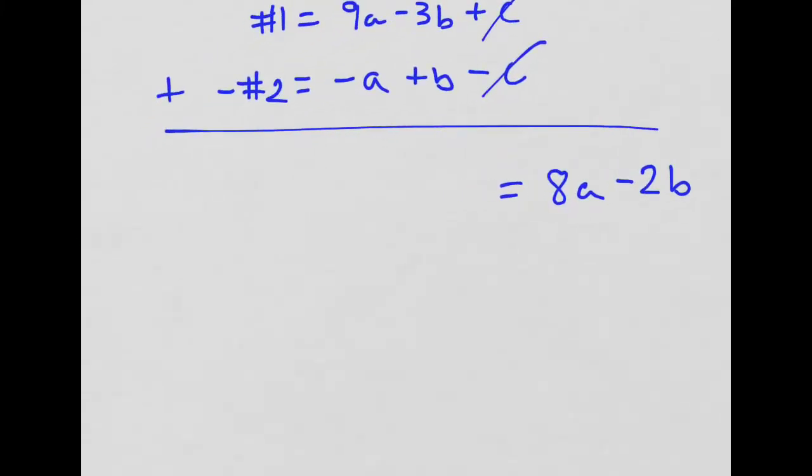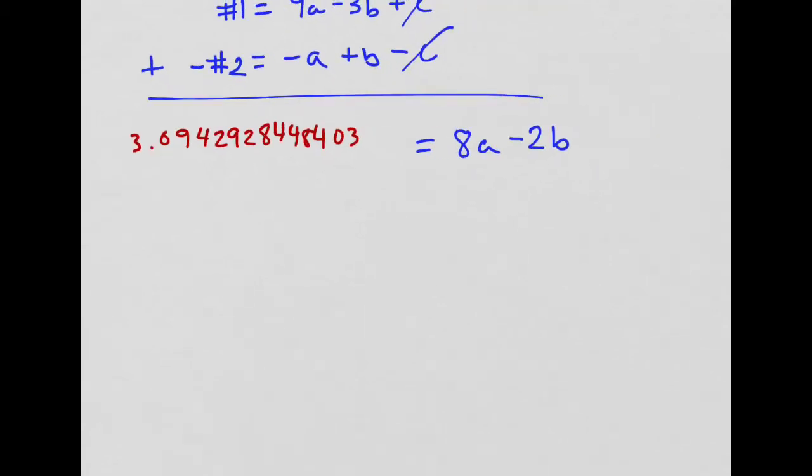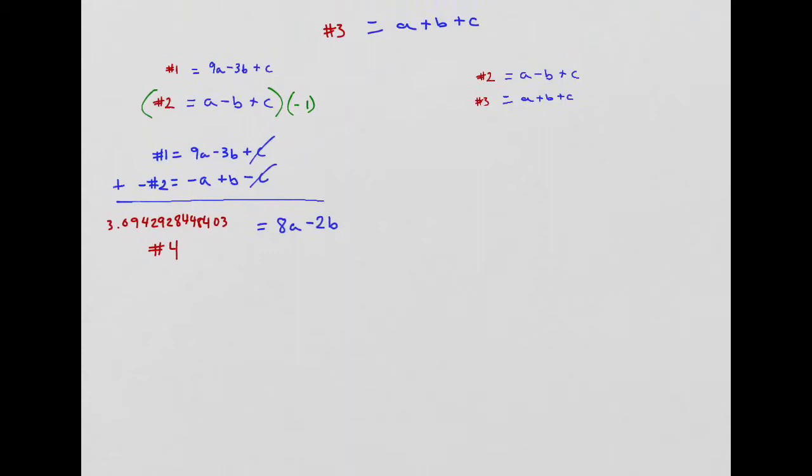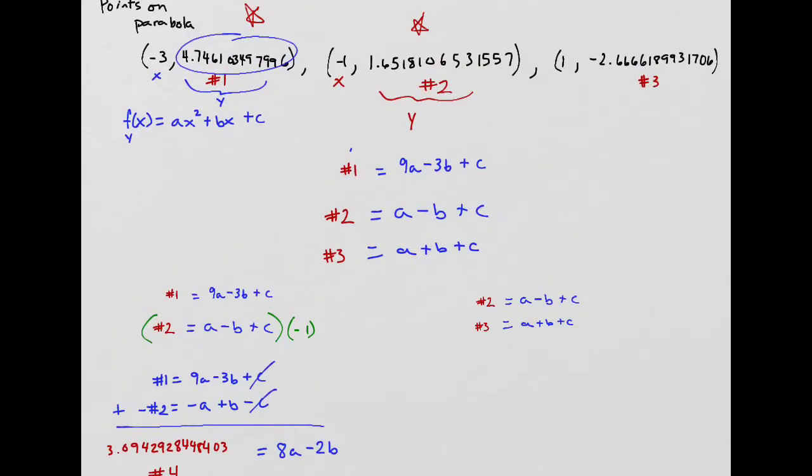So here, I did it in my calculator. I just did the first number minus the second number. That was 3.0942928448403. Remember, you should not round in the middle of your calculations. Only round at the very, very end. So you're going to keep all of them. It's tedious, but you're going to keep all of them. And I'm going to call this number 4. That way the next time I write it, I don't have to write down the whole thing.